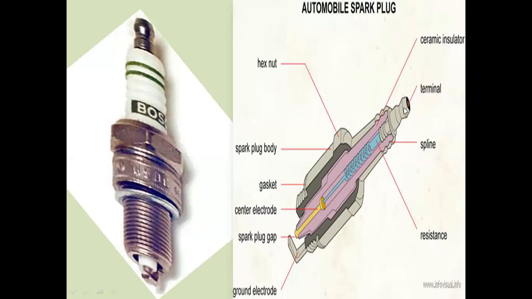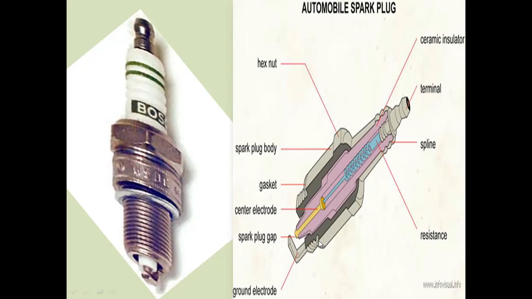From here this part is a terminal. After that, from that terminal, we can see this ceramic insulator. After this portion is a spline, and inside the spark plug there is a resistance. From here there is a ground electrode. From this ground electrode the spark will travel at around 20,000 to 30,000 volts. The gap distance in between is 0.64 to 0.75 mm. From here the spark travels from this electrode only.